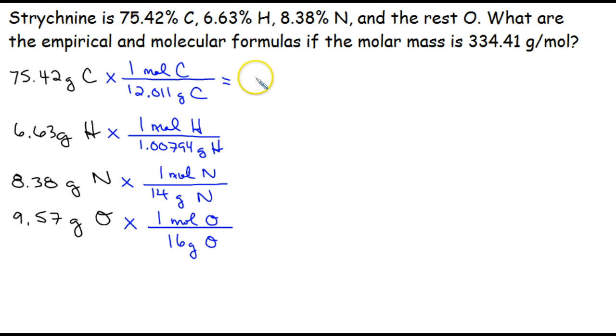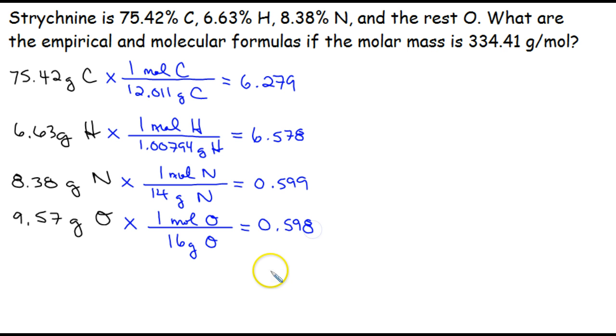Okay, so for carbon we have 6.279 moles present. For hydrogen we've got 6.578. For nitrogen we've got 0.599. And for oxygen we've got 0.598. Okay, now we're not done yet. Our next step is to divide all of these by the lowest amount of moles present, which will be the 0.598.